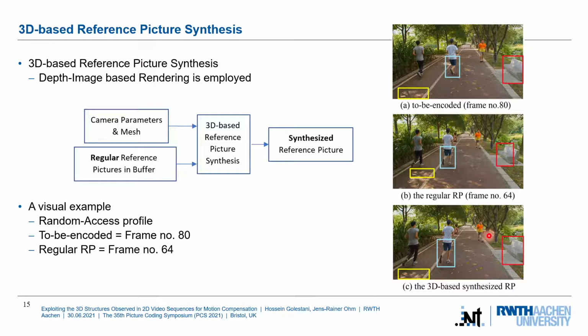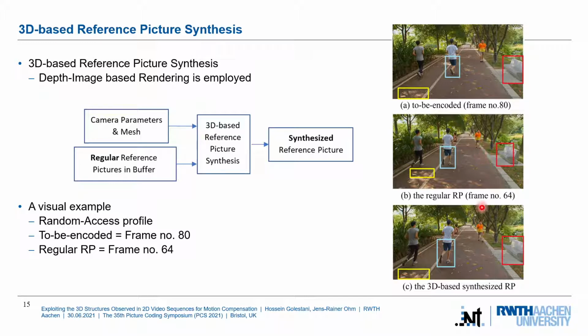Let's have an example. If you have a random access profile and want to encode frame number 80, then we should have frame number 64 as the regular reference picture for motion compensation. The difference between them is the gap size. A is the to-be-encoded frame, B is a regular reference picture. As you can see, not only are the positions of the red and yellow boxes different between the to-be-encoded frame and the regular reference picture, but they also have different sizes.